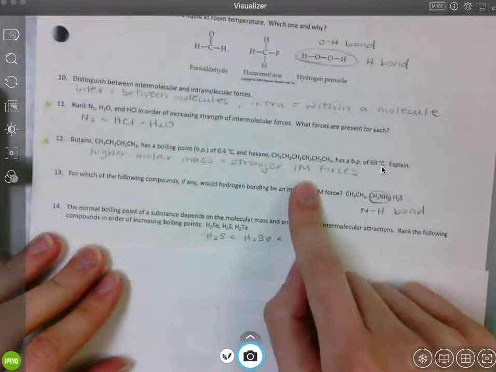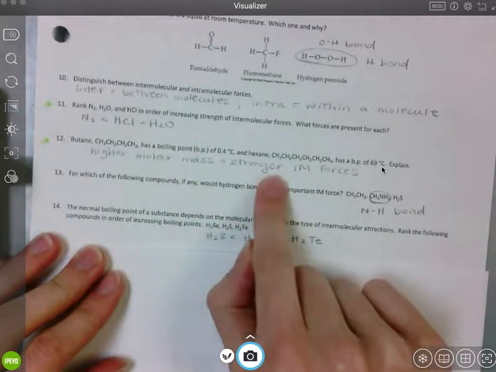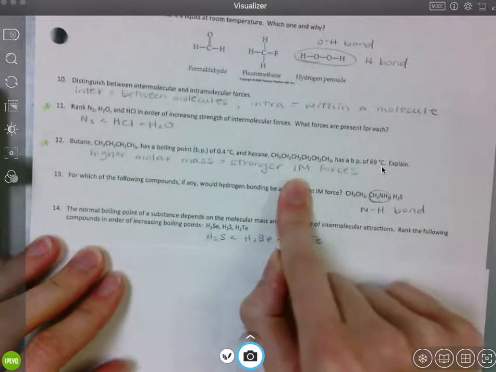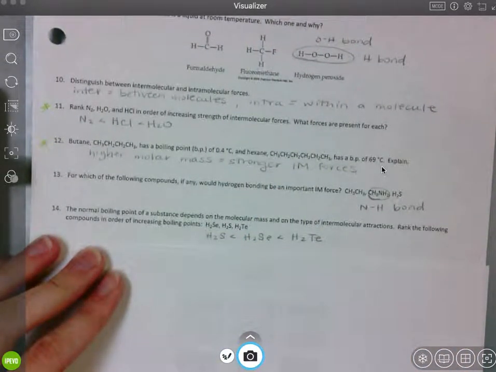There's a lot more carbons and hydrogens. So we're going to have stronger intermolecular forces and hence a higher boiling point because of that strength. All right, number 13. For which of the following compounds, if any, would hydrogen bonding be an important intermolecular force?